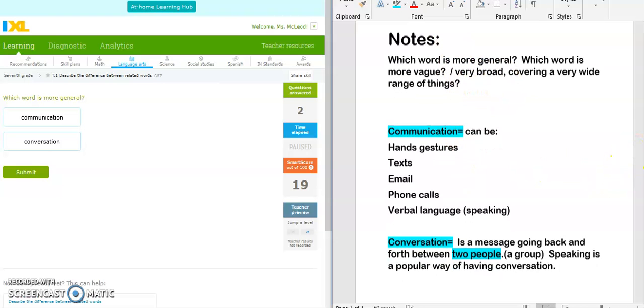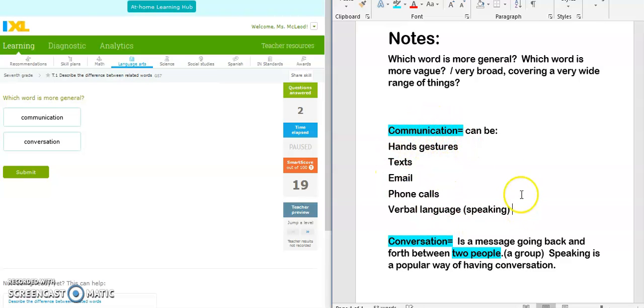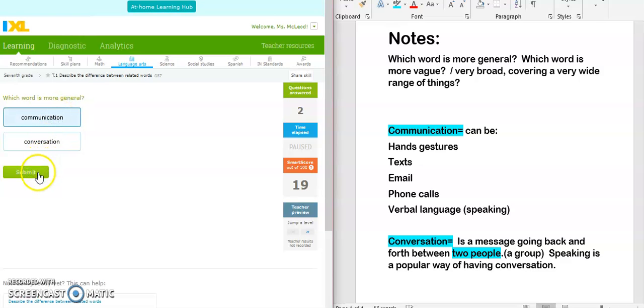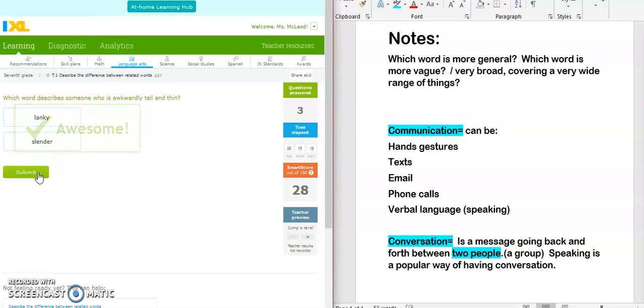Now, it wants to know which one is more broad between these two. Well, conversation is me talking to you and you and I having a talk. That's a conversation. Now, communication can be all these different things. So, we're definitely going to go with communication as more general. We'll select communication. There you go. You'll use my notes and the way I did this and my example to kill this skill. I know you guys are going to do great. Just make sure you read the question and then define each word before you select an answer.